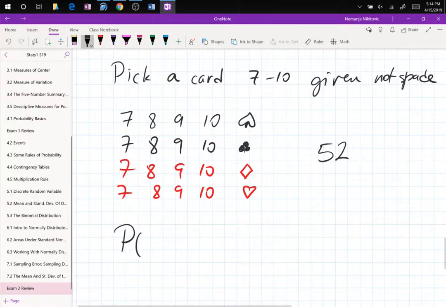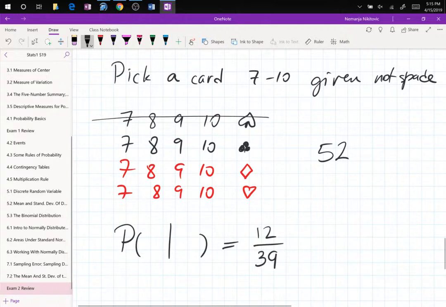Is it the whole deck? That's what's messing me up. Do you have the whole deck, or you just have? Yes, because it's given no spades, right? 39 cards, because the spades are 13 cards. 52 minus 13 is 39. So it's going to be these 12 out of 39, because these are the cards they want, so they don't want that.